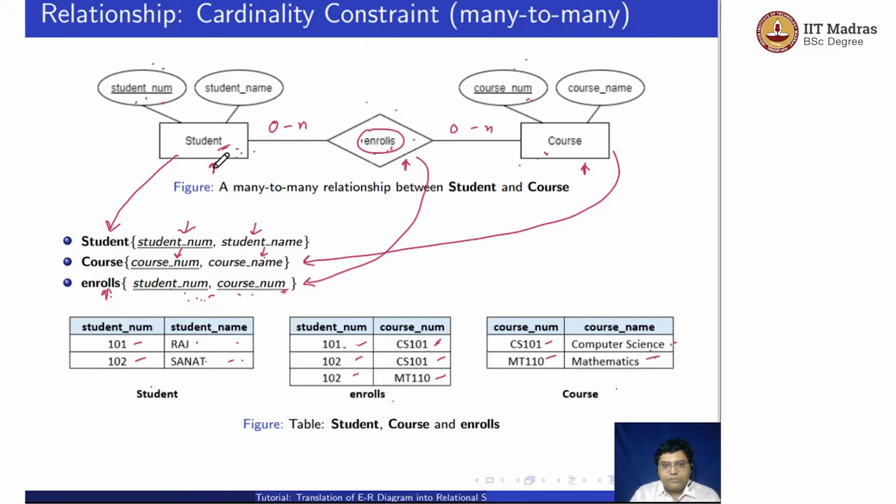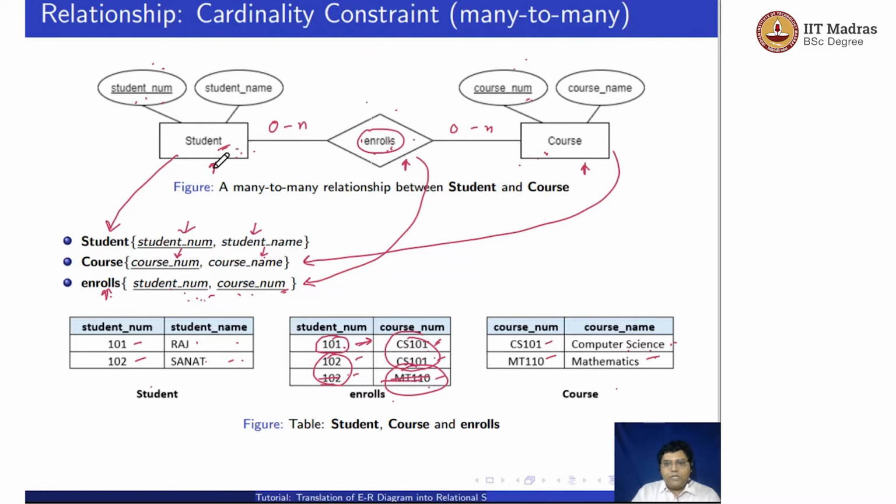You have to understand this: Raj has enrolled for one course, whereas Sanath has enrolled for two courses, whereas the course computer science has two students, the course mathematics has one student. But how do I represent a course that does not have any student? A course may not have any student because it is 0 to n, you need to remember, right? So if I want to say mathematics doesn't have any student, I can simply delete this entry.